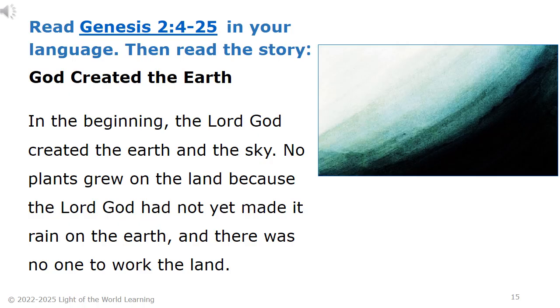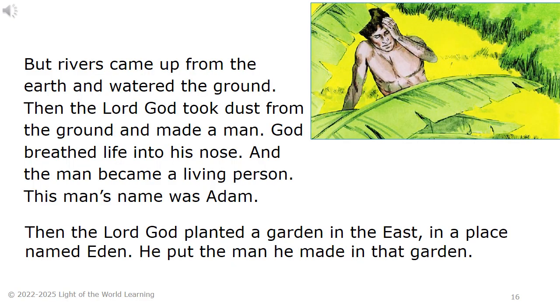Read Genesis chapter 2 verses 4 to 25 in your language. Then read the story. God created the earth. In the beginning, the Lord God created the earth and the sky. No plants grew on the land because the Lord God had not yet made it rain on the earth, and there was no one to work the land. But rivers came up from the earth and watered the ground.